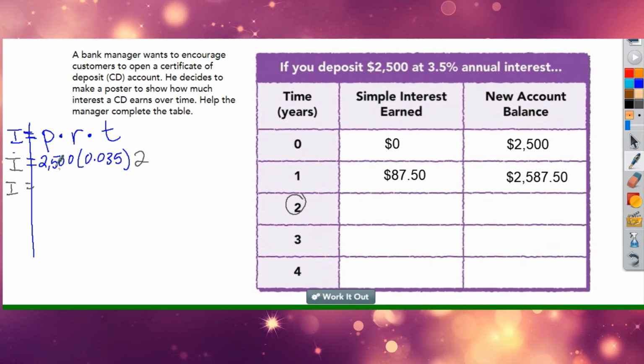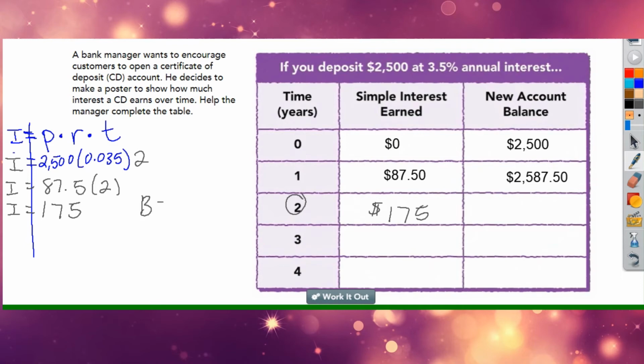When I multiply these two numbers, I get 87 and 5/10, and I have to make sure I multiply that by the number of years, which is 2. And when I multiply that, I get 175. So $175 represents the interest at year 2.